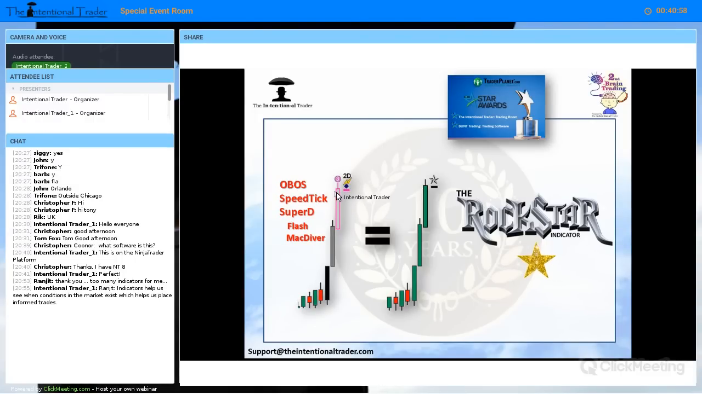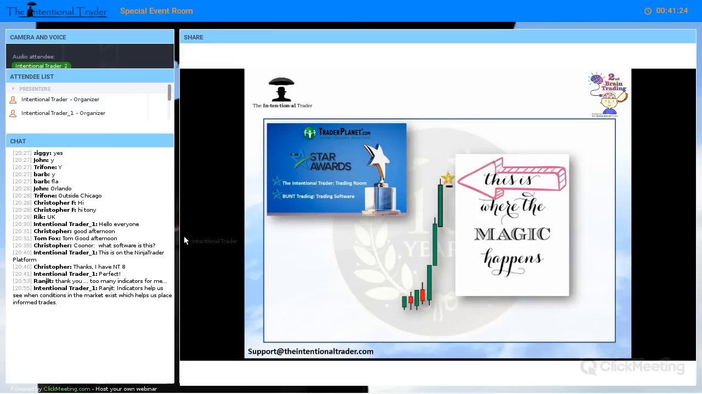So eventually I decided, you know what, let's take the best of these. Let's take the OBOS, the speed tick, and the Super D, which has the flash and the McDiver in it also. And let's put it all into one indicator. And we're going to call that the Rockstar. So the Rockstar now is a thing that everybody's looking for. This is where the magic happens. At the open of the bar, we're going to print a Rockstar if we have a confluence of those other indicators. Okay? We still use those other indicators, but they give us a heads up that we need to be paying attention. And all we're doing is waiting for the open of this bar to make our decision based on that Rockstar.